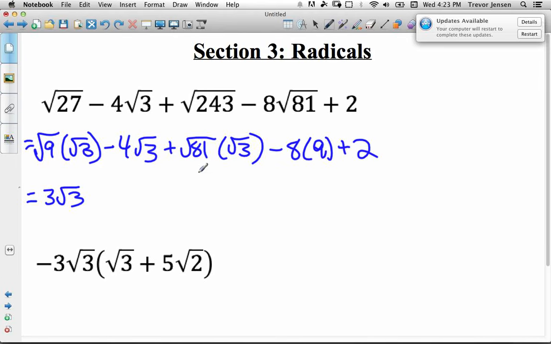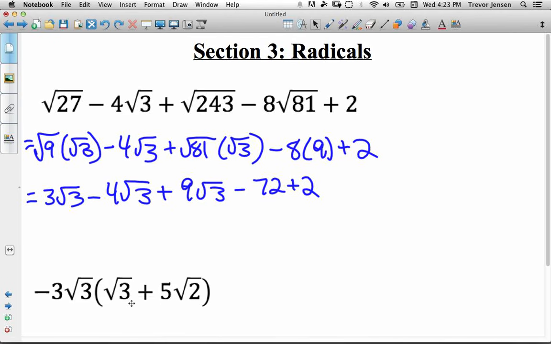And now I'll continue my simplification down below here. I've already simplified my first term to 3 root 3, minus 4 root 3, plus the square root of 81 is 9, so I can write that as 9 root 3, minus 8 times 9 is 72, plus 2.